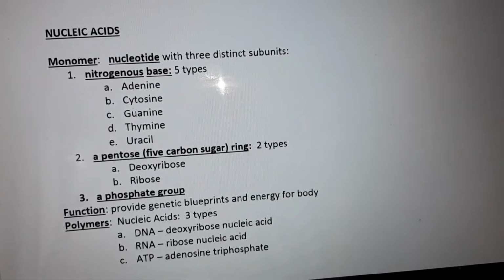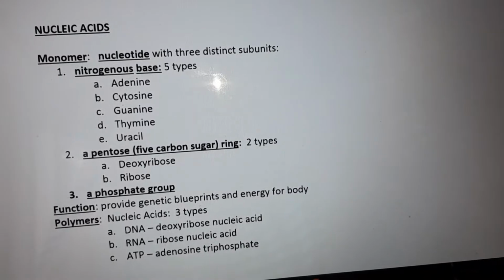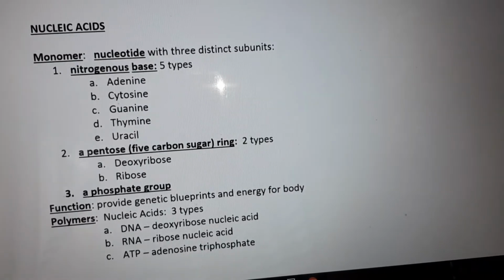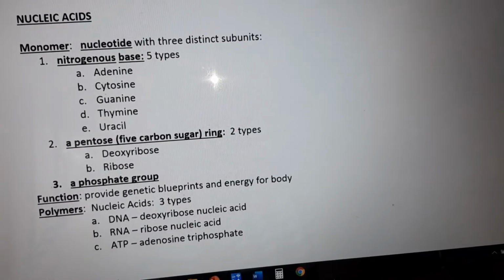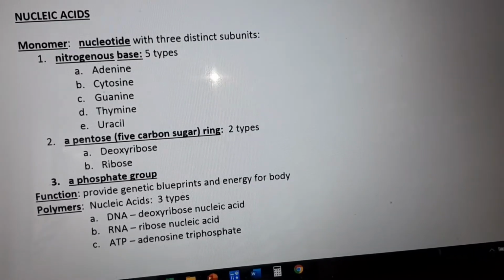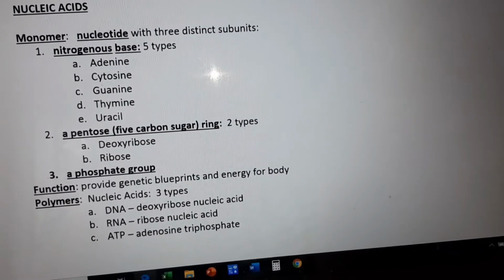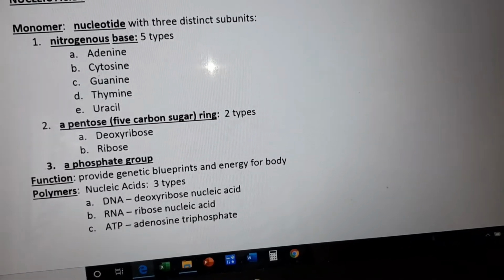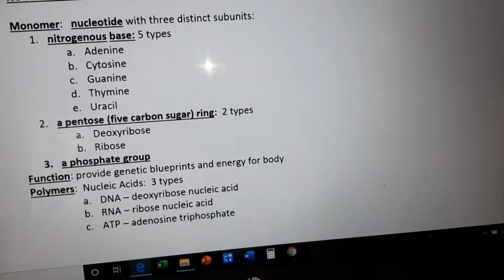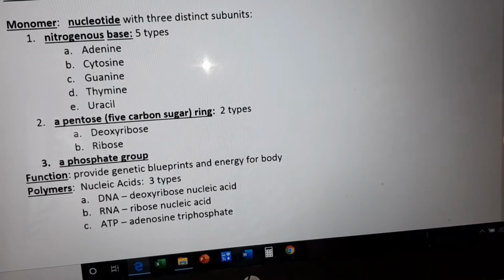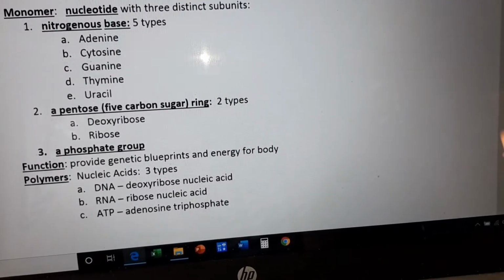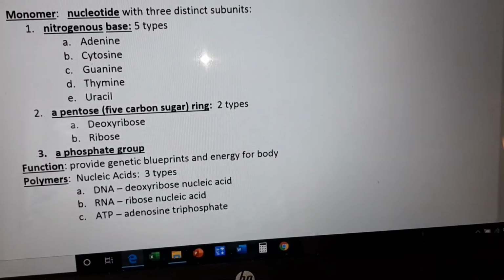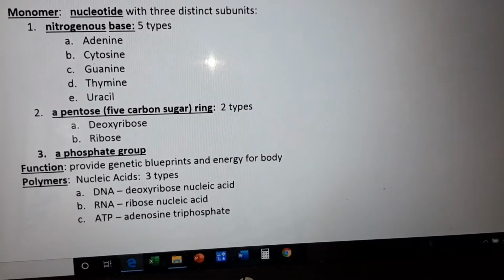Remember that the monomers for nucleic acids are nucleotides, which consist of three distinct parts: the nitrogenous base, of which there are five: adenine, cytosine, guanine, thymine, and uracil; a 5-carbon sugar ring, of which there are two different ones. In DNA, we have deoxyribose. In RNA, we have ribose, and in ATP, we have ribose. And then, of course, the third part of the nucleotide, the phosphate group.